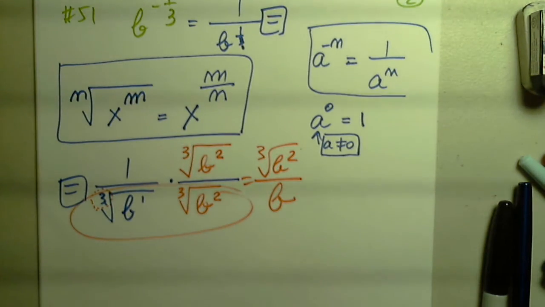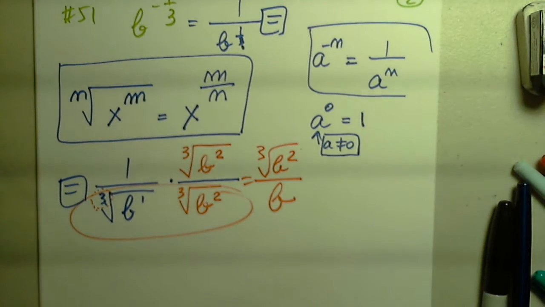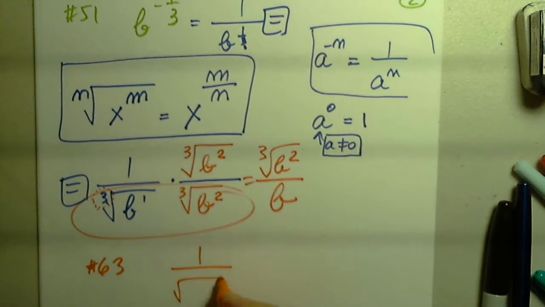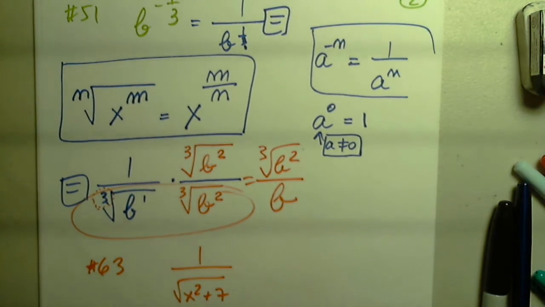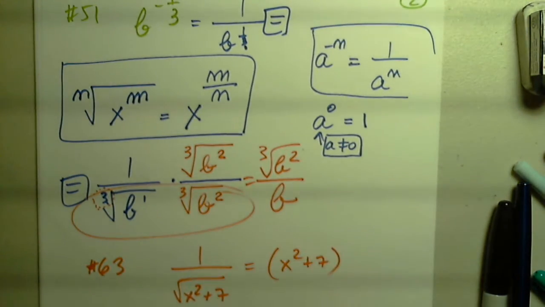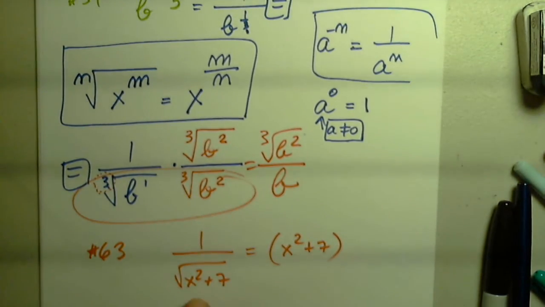So we just use radicals here. They're asking us to change back. So let's say 63. 1 divided by the square root of x squared plus 7. How will I change this into an exponential notation with no radical?